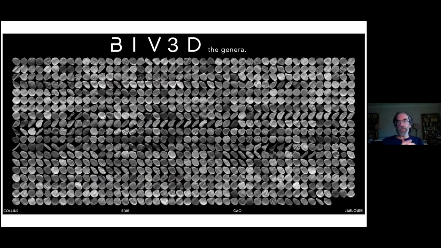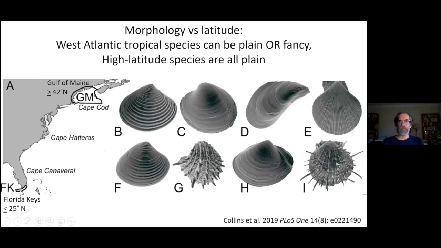One, we can look at latitudinal pattern, so that we can compare the assemblage of species at the Gulf of Maine versus the assemblage here. You can see there's a wide range of morphologies in the tropics, but all the Gulf of Maine forms are basically plain to maybe a little bit of a rib pattern here, and that's about it. Whereas there are spiny, ribby, lumpy, knobby shells in the tropics.